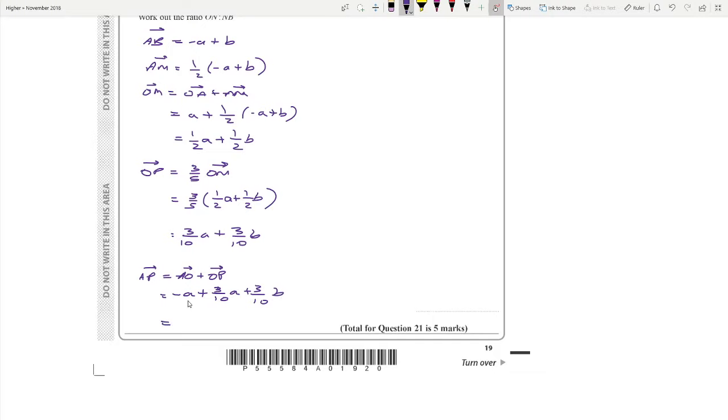Okay, so we got minus 1A, add 3/10 of A. So we got minus 1, add 3/10. Minus 1, you can think of that as minus 10/10. That's a whole, isn't it? Minus 10/10, add 3/10. Minus 10 add 3 is minus 7, isn't it? So that's the same as saying minus 7/10 of A, add 3/10 of B.